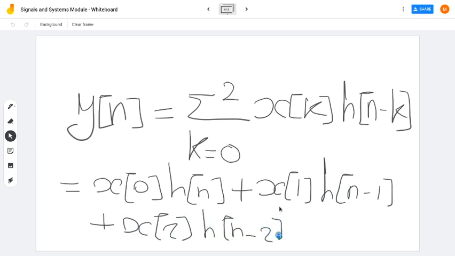So again, this example will help us to understand the concept of convolution and how this equation is simply saying that using the properties of linearity and time invariance, we can separate the input into a summation of shifted impulses, and each impulse will give us a shifted impulse response weighted with the constants x of k: x of 0, x of 1, x of 2, and so on.